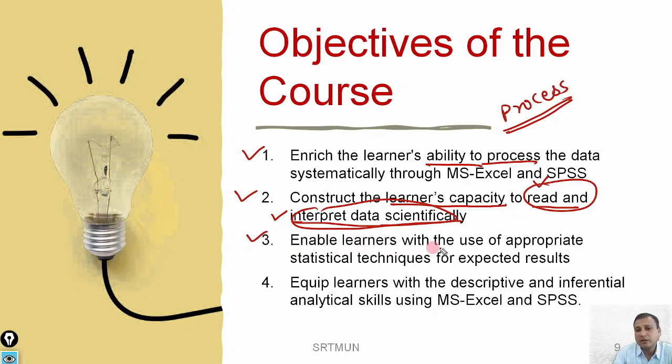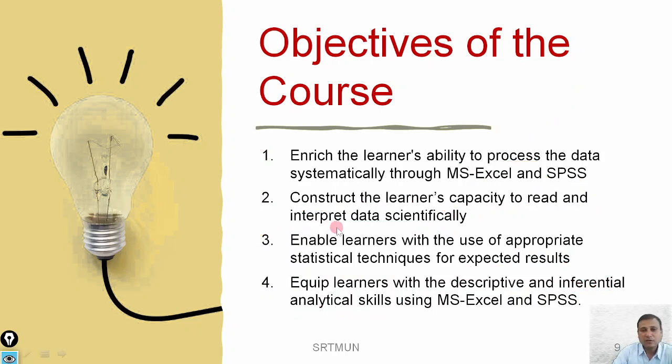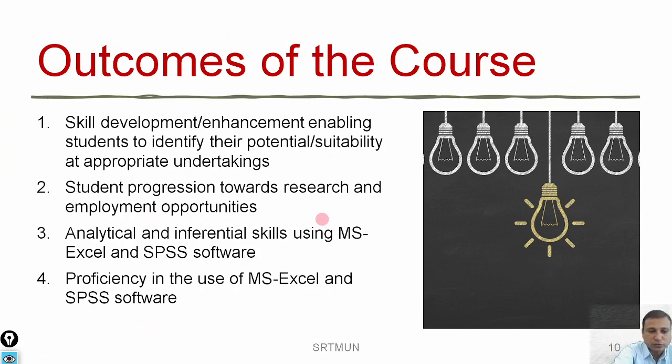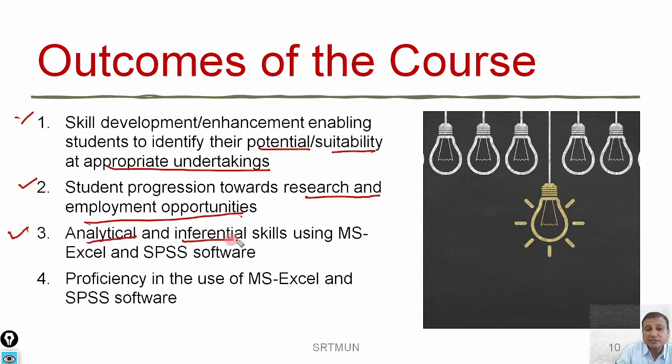Third objective, to enable learners with the use of appropriate statistical technique for expected result. And the last objective is to equip learners with the descriptive and inferential analytical skills using MS Excel and SPSS. Now let me take you to the possible outcomes of the course. So here are the outcomes. Outcome number 1, skill development or enhancement, enabling students to identify their potential or suitability at appropriate undertakings. Second outcome, student progression towards research and employment opportunities. Third, analytical and inferential skills using MS Excel and SPSS software, and the fourth, proficiency in the use of MS Excel and SPSS software. So these are the possible outcomes.